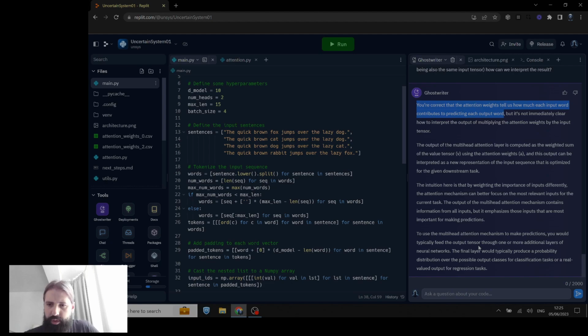The output of the multi-head attention mechanism contains information from all inputs, but it emphasizes those inputs that are most important for making predictions. To use the multi-head attention mechanism to make predictions, you typically feed the output tensor through one or more additional layers of neural networks. The final layer would typically produce a probability distribution over the possible output classes for a classification task, or real valued output for regression tasks.